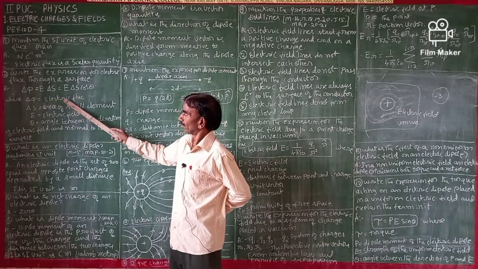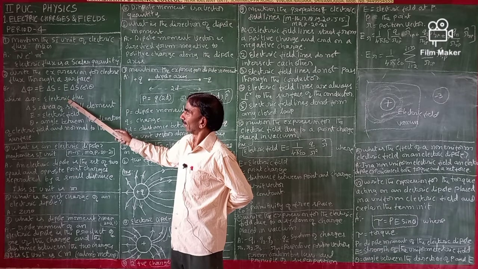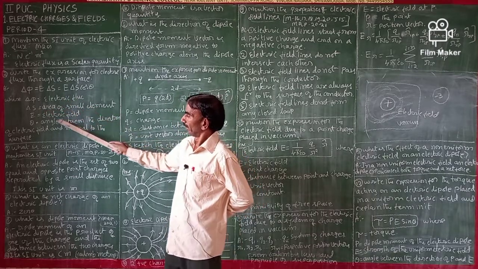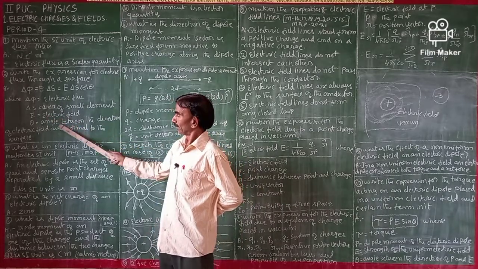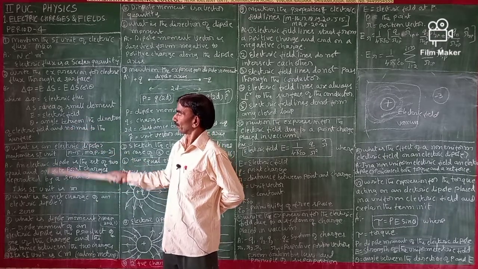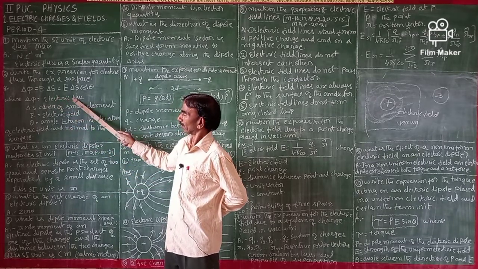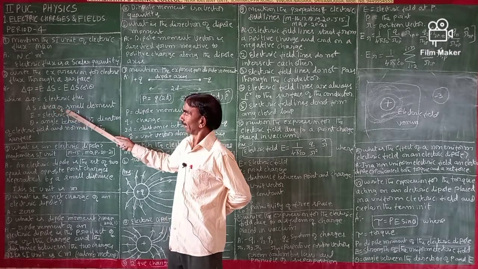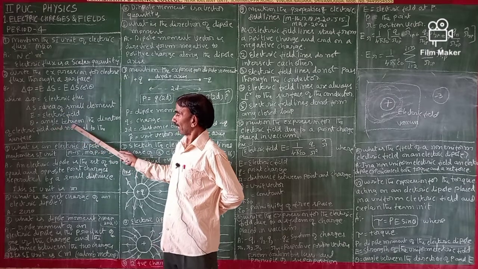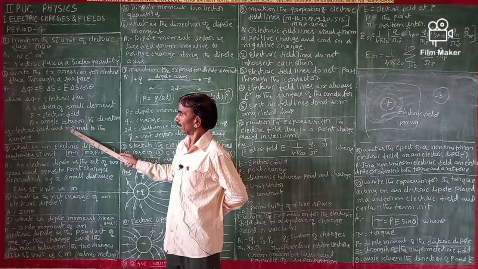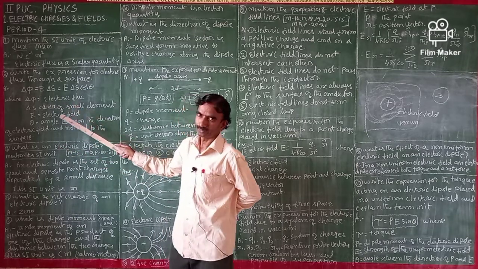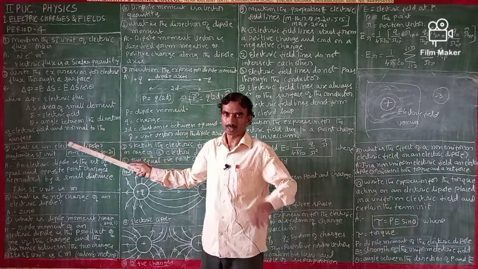Again: d phi is the electric flux, delta S is the area of a small element, E is the electric field, theta is the angle between the direction of the electric field and the normal to the surface. By seeing one time and without seeing another time, you have to write it in the rough book.